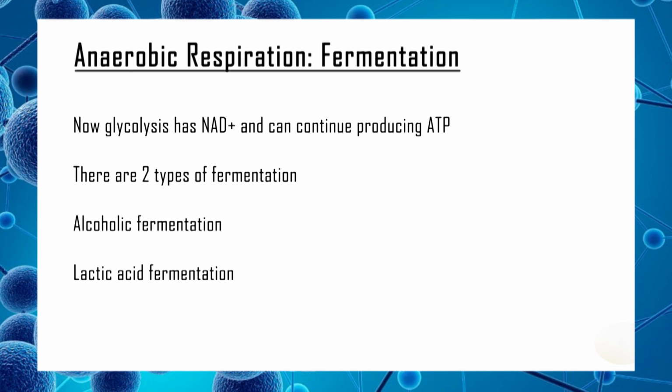In alcoholic fermentation, yeast and a few other microorganisms form ethyl alcohol and carbon dioxide as waste. The equation for alcoholic fermentation is pyruvic acid plus NADH. So, we can get ethyl alcohol, carbon dioxide and NAD. And alcoholic fermentation occurs in yeast.